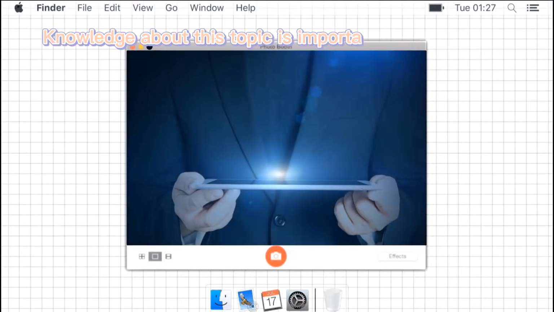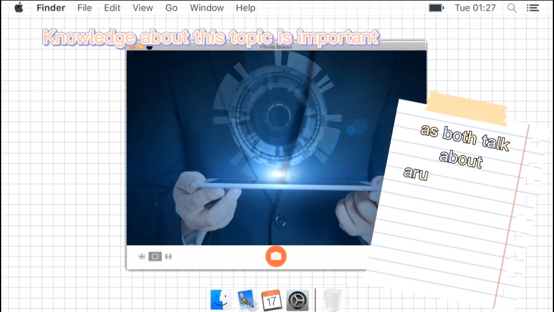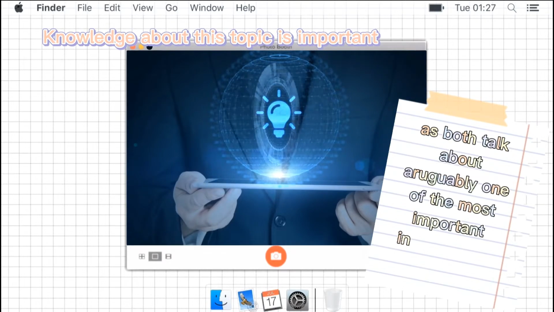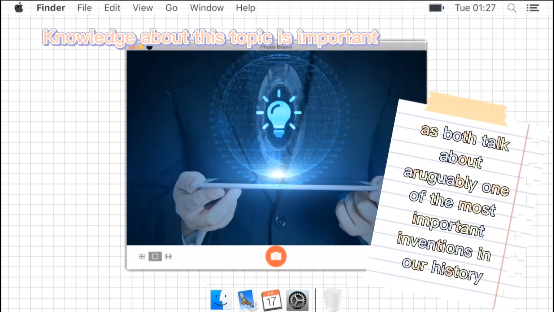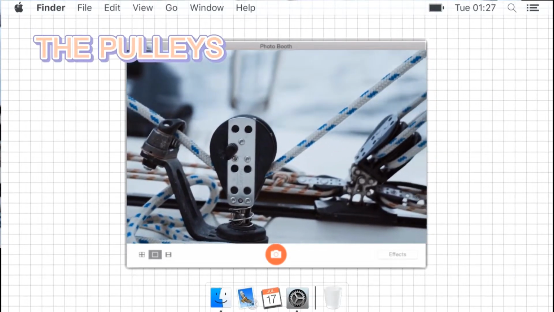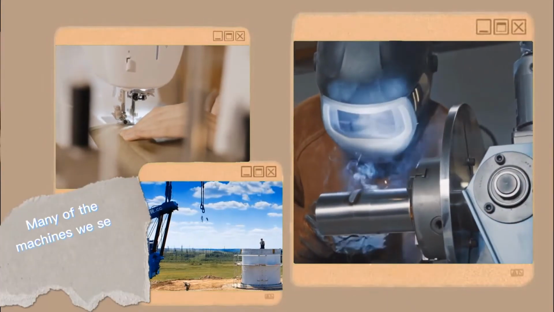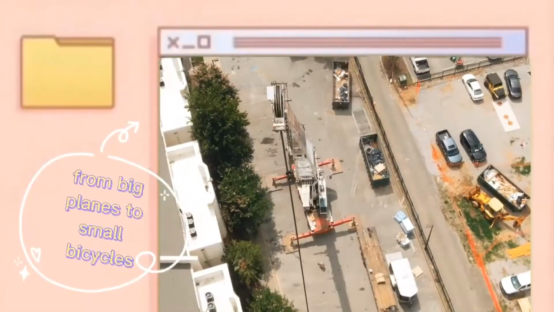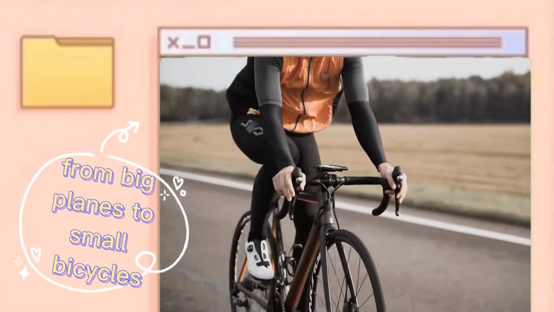Knowledge about this topic is important as we talk about arguably one of the most important inventions in our history, the pulleys. Many of the machines we see today utilize pulleys, from big planes to small bicycles.